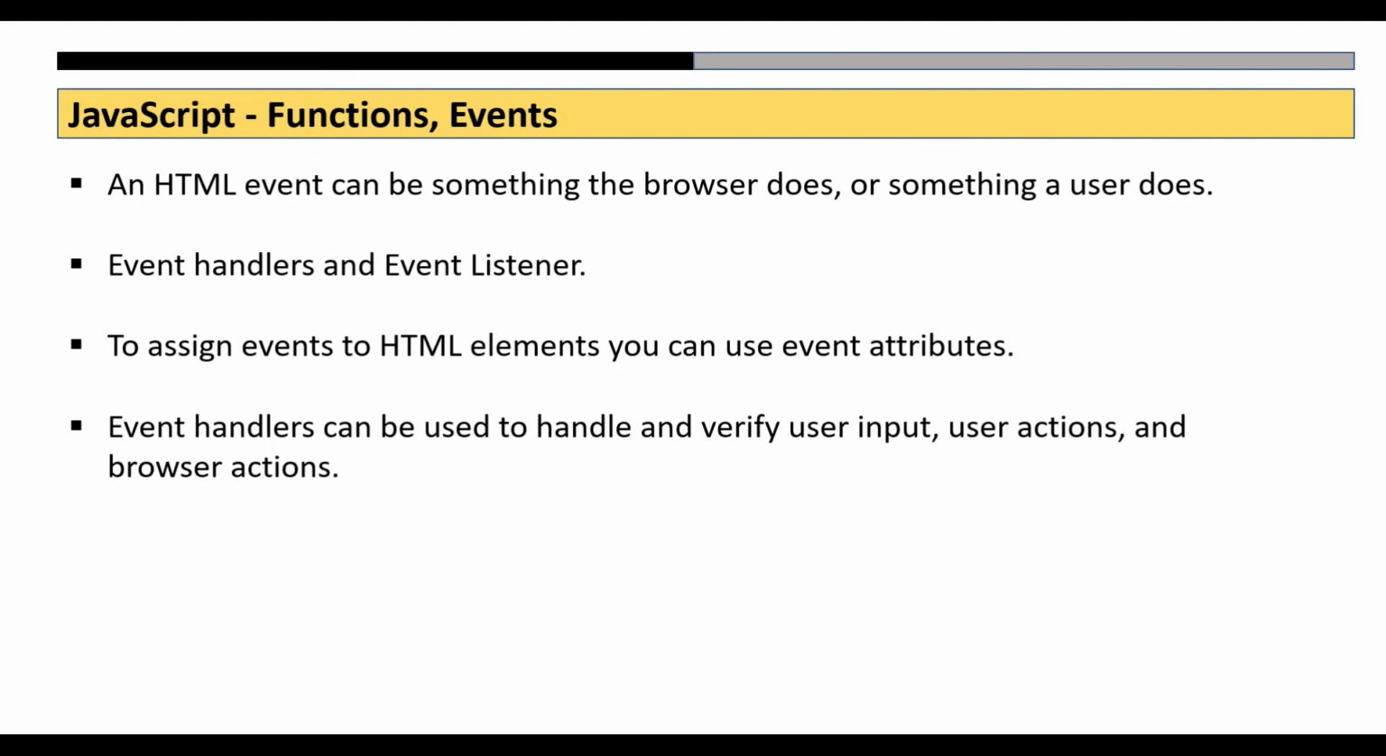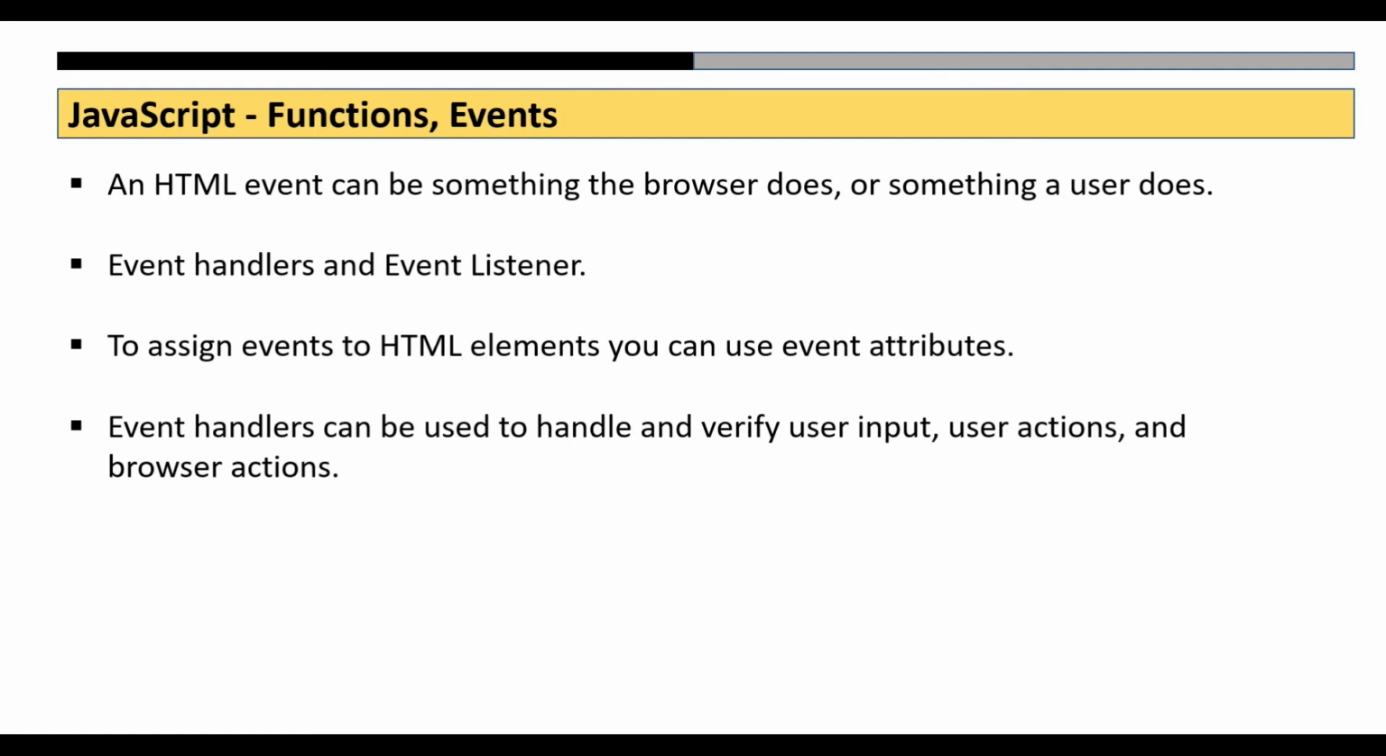An example for the browser is onload, where user input is not required. When it comes to user events, user input is required. So event handlers can be used to handle or verify input, especially form validation. These are very important. Whenever your user is doing something, even clicking on a button, is an event. And browser actions are the actions by the browser, like onload. So these are the events we have, and this is what events are going to do.